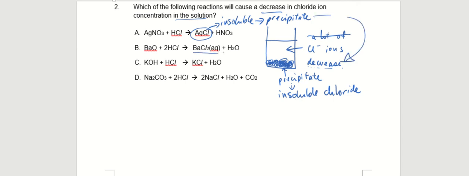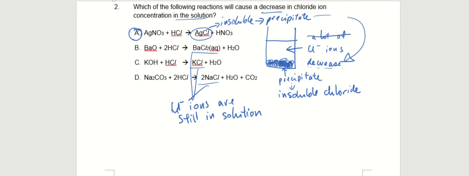Now, barium chloride, potassium chloride, and sodium chloride are all soluble chlorides. That means the chloride ions will still be in solution. Okay, so in this particular case, 1, 2, and 3, the chloride ions are still in solution. So there will be no decrease in the concentration of chloride ions in B, C, and D. So the answer in this particular question is A.